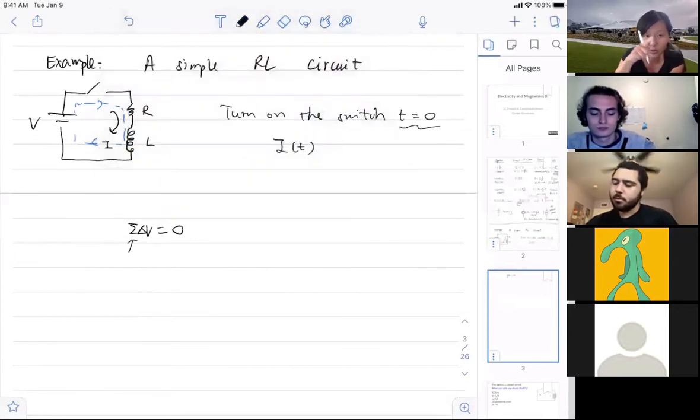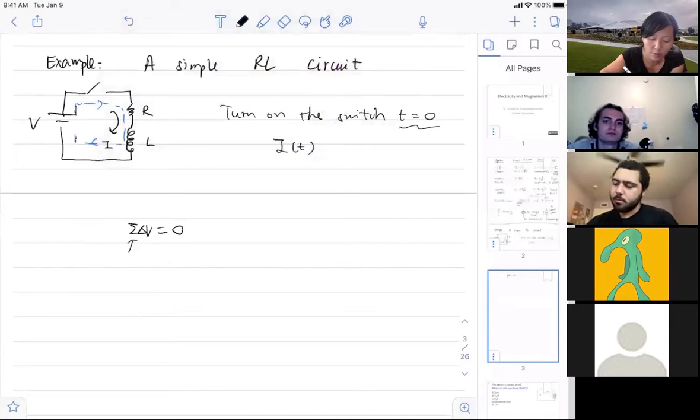Here I'm just going to evaluate the potential change along the loop, in the same direction as my current runs. Going clockwise, first I'm encountering this battery. From the negative to the positive, I have a current increase instead of a current drop. So that's a positive V. Then continue along the clockwise direction.